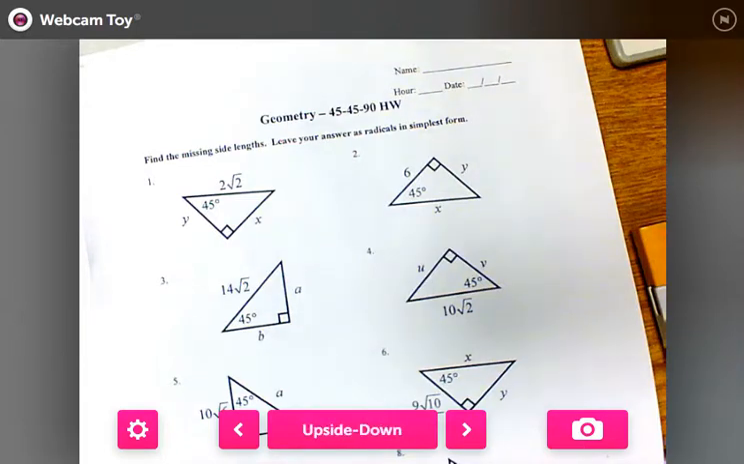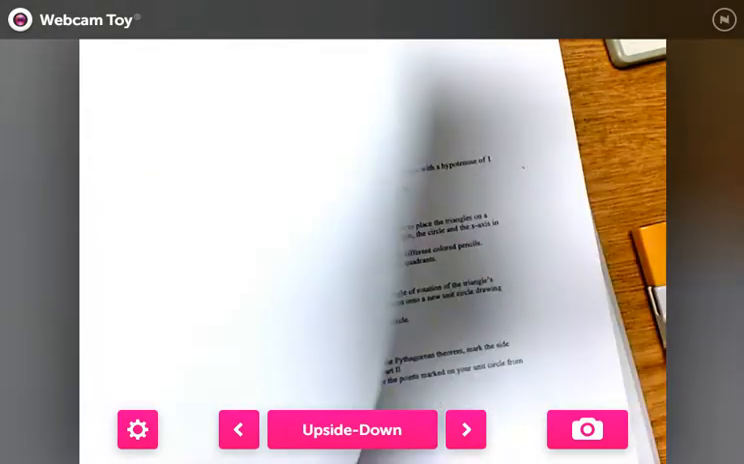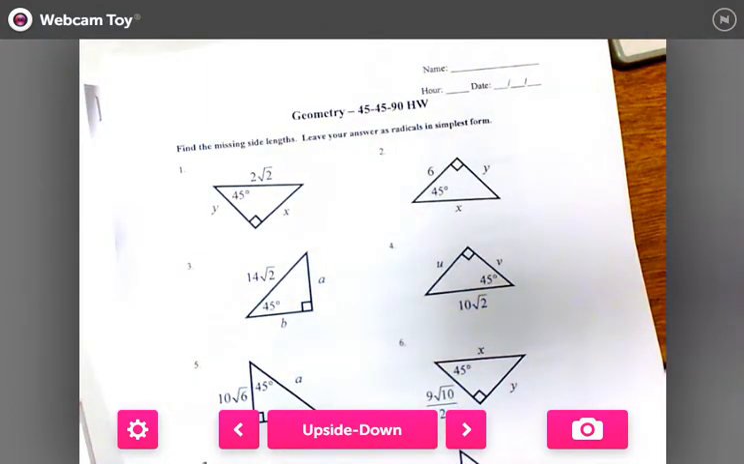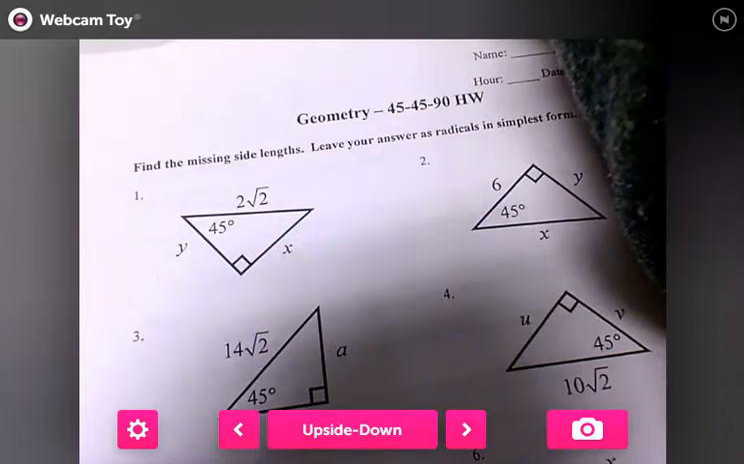Reviewing 45, 45, 90 triangles. I'm going to go over this just for a second, and then this will be your homework for tonight. See how it's just one side? All right, 45, 45, 90 triangles. You might want to draw this at the top of your paper. I'm going to zoom in just a little bit.